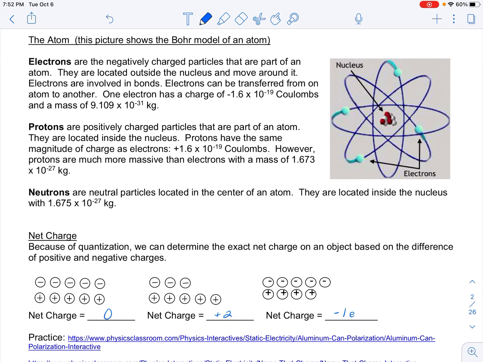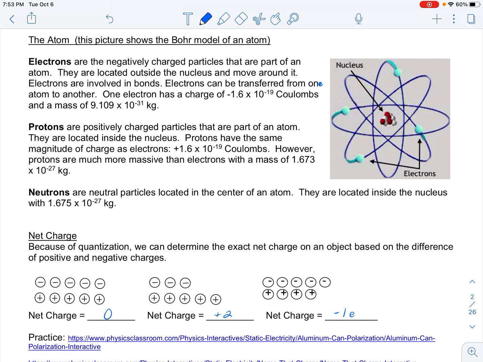Okay, so the atom. Electrons are the negatively charged particles that are part of an atom. They're located on the outside of the nucleus and they move around it. Electrons are involved in bonds, and electrons can be transferred from one atom to another. One electron has a charge of 1.6 times 10 to the negative 19th coulombs and a mass of 9.109 times 10 to the negative 31st kilograms.